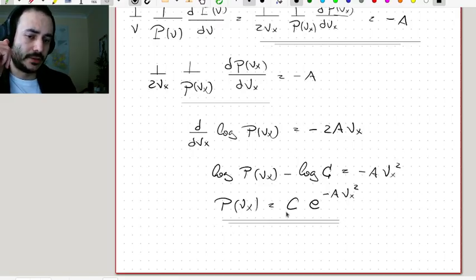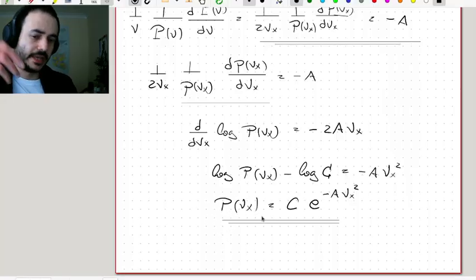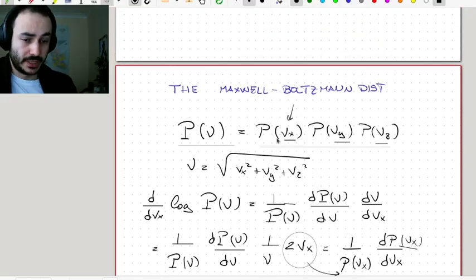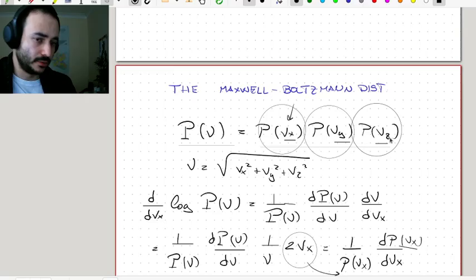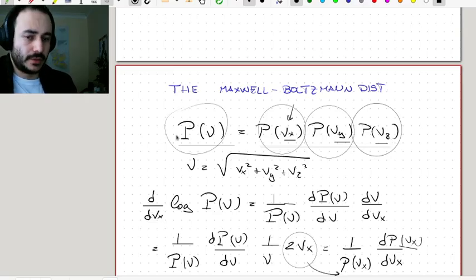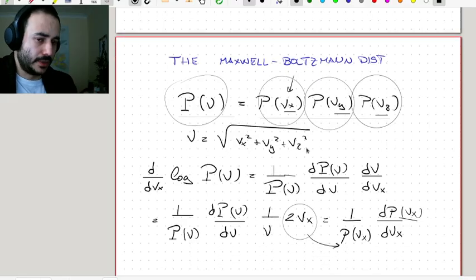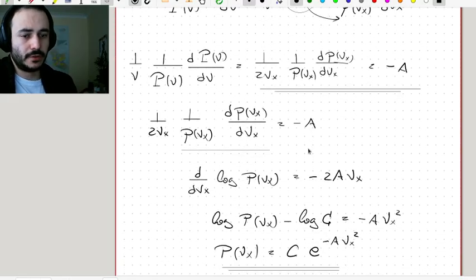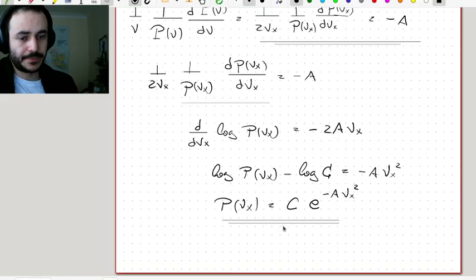Now we have the explicit functional form of p of vx, but we know that p of vx, p of vy, and p of vz, each of these factors are the same function, so we know the right hand side, and of course then we know the left hand side. We know everything. Now we know what's the form of this probability distribution. Now we have two things that we don't know yet. So we have this constant c here, and we also have this constant a here. So let's try to figure them out.